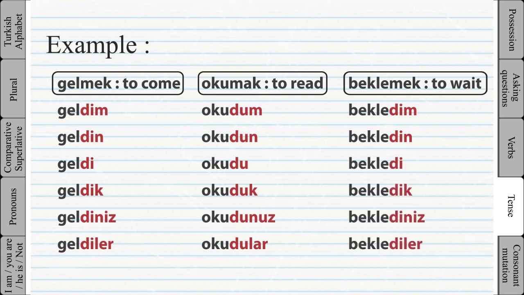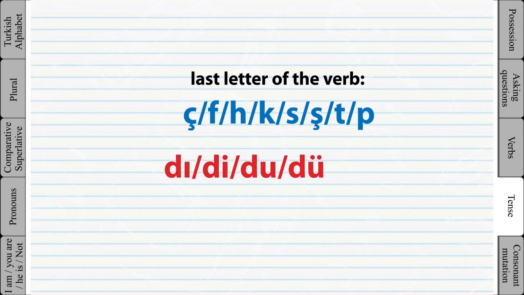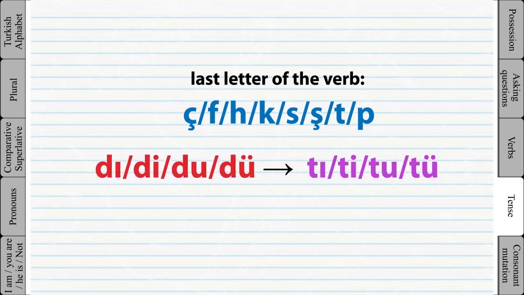A very important note. If the last letter of the verb root is one of these letters, then the letter D must be changed to letter T. So instead of using these four, we should use these four words.